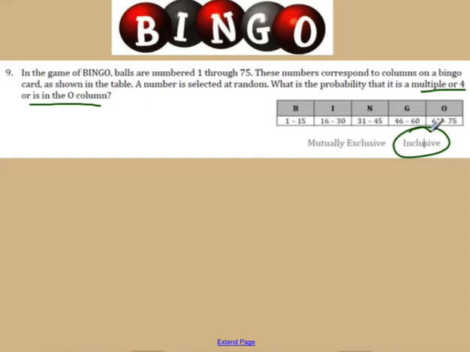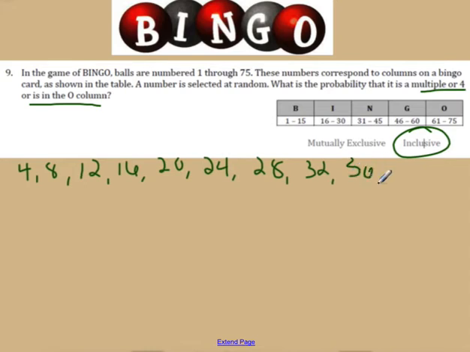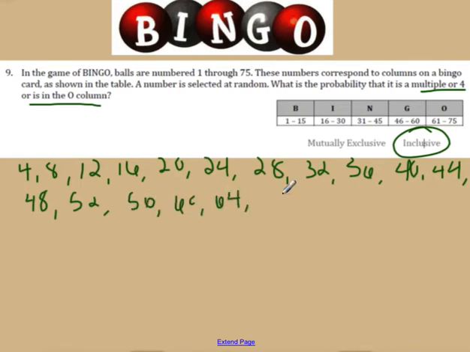So what I'm going to do to help myself is write out the multiples of 4. So I have 4, 8, 12, 16, 20, 24, 28, 32, 36. I know this is super fun, right? 40, 44. And I'm going all the way to 75 because the numbers are 1 through 75. 48, 52, 56, 60, 64, 68, 72. Now I can't go to 76 because there is no 76. It ends at 75. So if you were to go through and count up all of those multiples of 4, you end up getting that there are 18 multiples of 4.